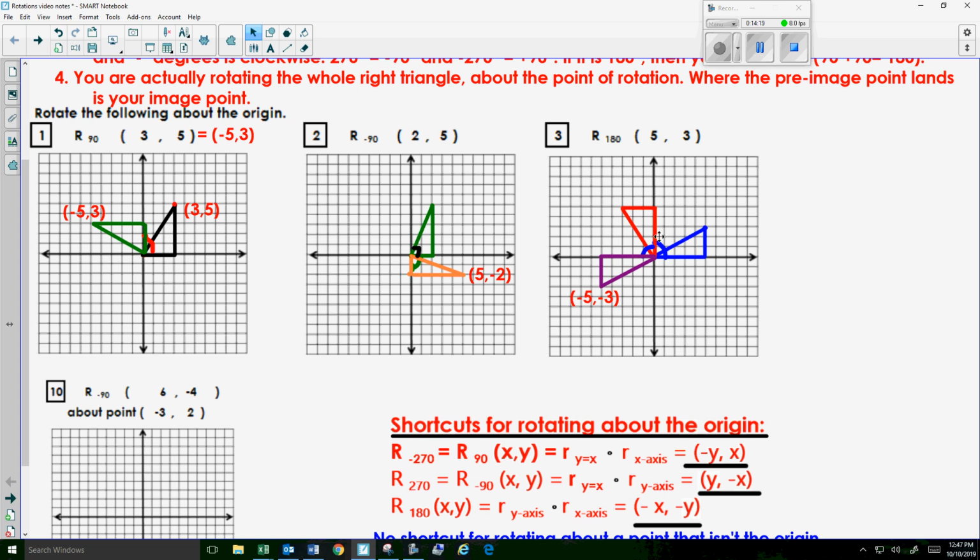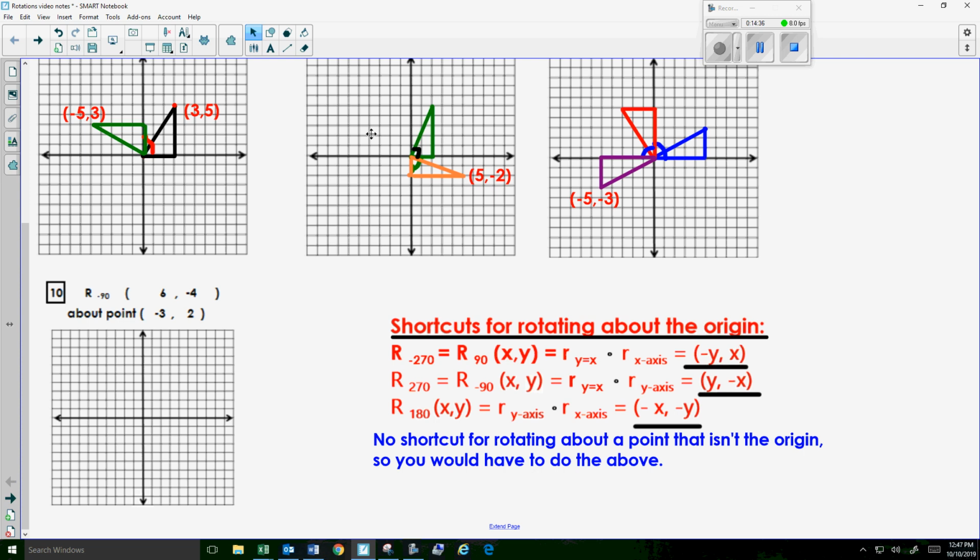Okay, and that's how you can see about doing a rotation of 90. That's the most you'll ever have to do if you're doing this method, because they're always going to give you multiples of 90. Okay, 90, 180, 270. 360 obviously comes right back onto itself. Okay, or negative 360. All right, last one. So those are all about the origin.